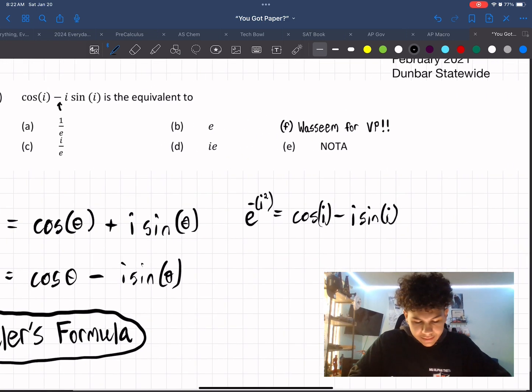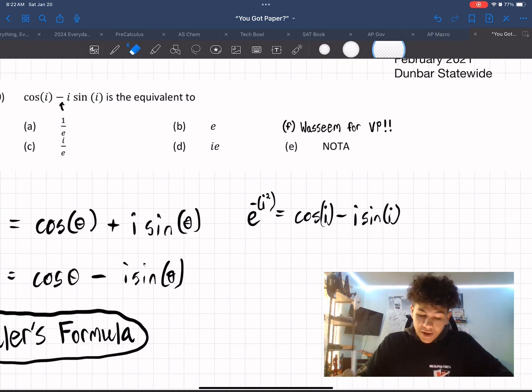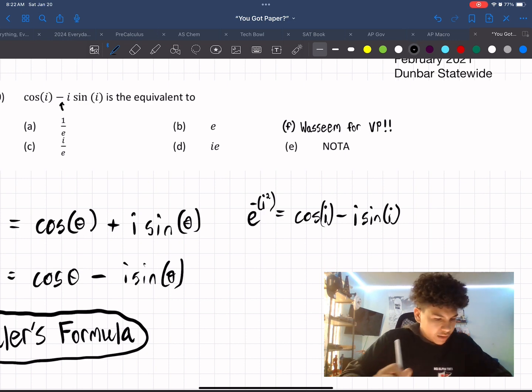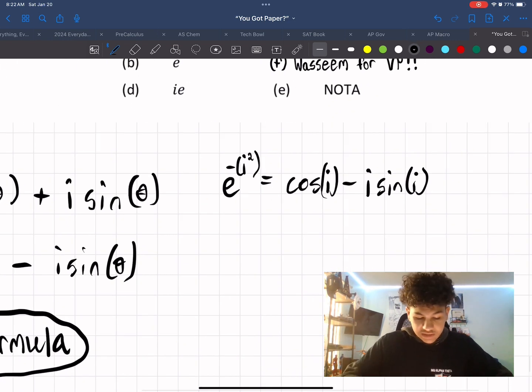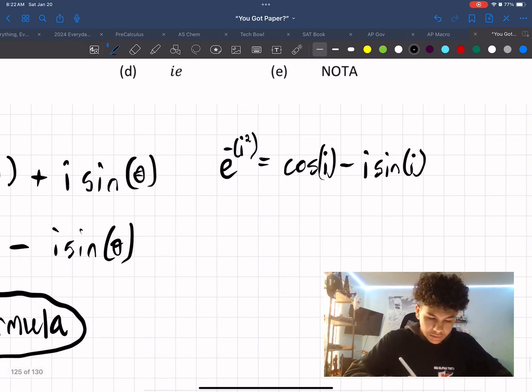And we don't want to change anything on the right because we kind of can't. And also, we already have the right side equal to what we want. So let's worry about this left side. So we have e to the power of negative i squared. So let's worry about this guy.